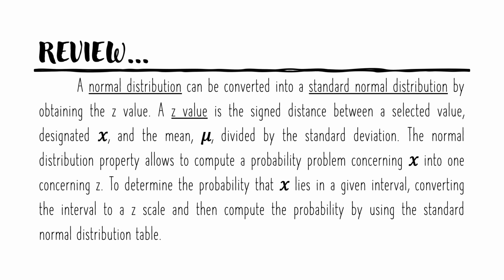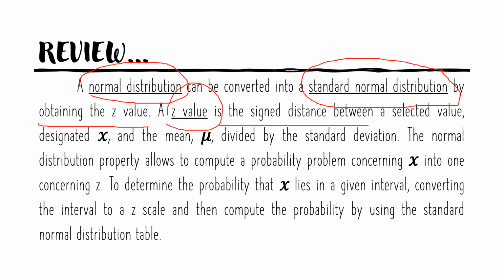So for our review, a normal distribution can be converted into a standard normal distribution by obtaining your z-value. Let's try to recall what your z-value is. Your z-score that will be reflected on your normal curve: there are only 6 z-scores allowed in every normal curve. A z-value is assigned distance between a selected value. You need to take note of this.